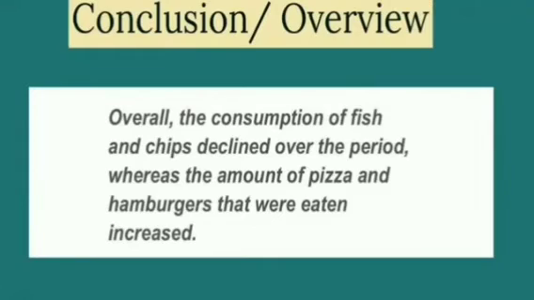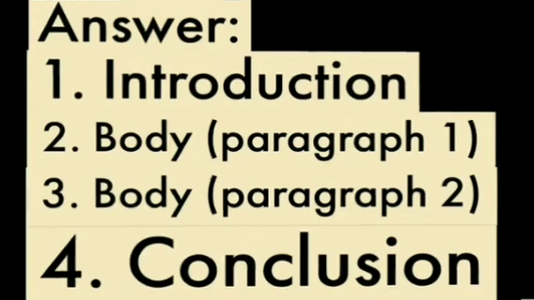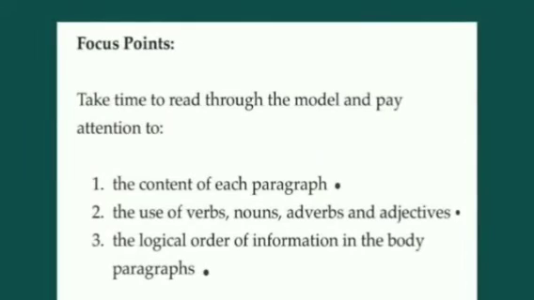Now the conclusion. Overall, the consumption of fish and chips declined over the period, whereas the amount of pizza and hamburgers that were eaten increased. Okay. So children, in the answer, what do you have to write? First, you have to write the introduction. Then the main content, body part, paragraphs 1 and 2, then the conclusion.